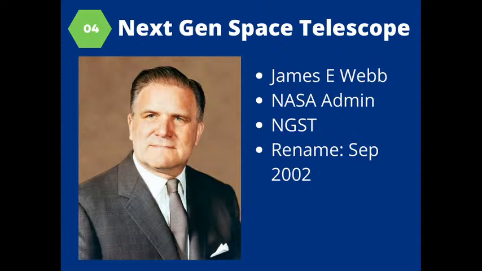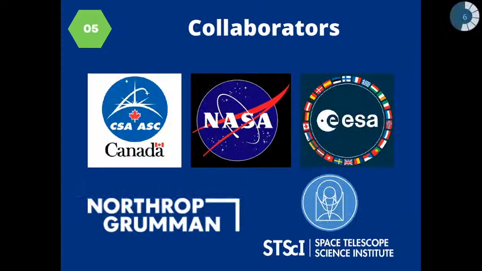So this gentleman, his name is James E. Webb. He commissioned it and proposed to NASA that we build such a next generation space telescope to observe the universe. So in September 2022, the commission people renamed this telescope the James Webb Telescope. Initially, its name was Next Generation Space Telescope. Okay, next one. Who are all involved in this project?